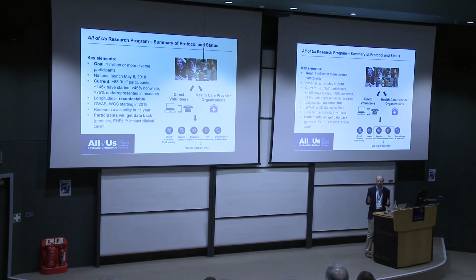So we've talked a lot about All of Us. Many of you are probably familiar with it. It's the goal of 1 million people who are recontactable, re-engageable participants that share in the journey with us as researchers. It was originally described by President Obama in 2015. The network was kicked off in the summer of 2016, and we nationally launched on May 6th of 2018.